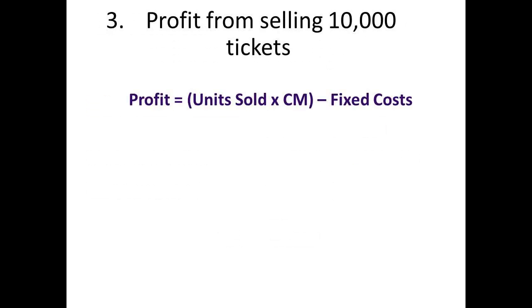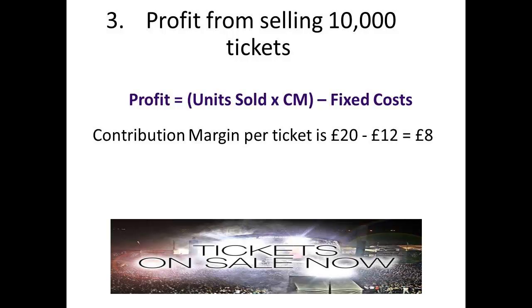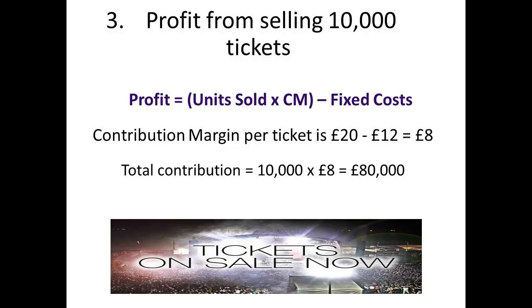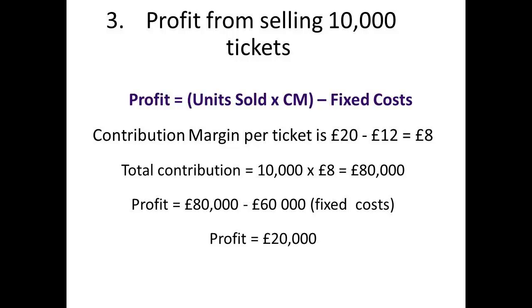How much profit will we make if we only sell 10,000 tickets? Our profit is equal to the units sold multiplied by the contribution margin less the fixed costs. The contribution margin per ticket is 20 less 12, which equals 8. So the total contribution is 10,000 multiplied by 8, which gives us £80,000. Our profit is then £80,000 less the fixed costs of £60,000, which gives £20,000 profit.